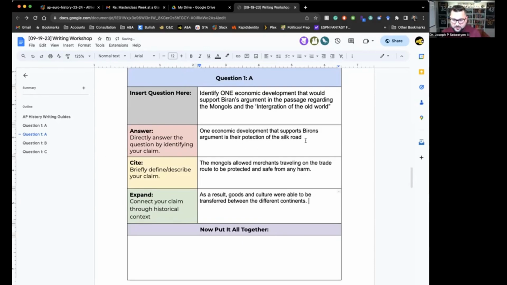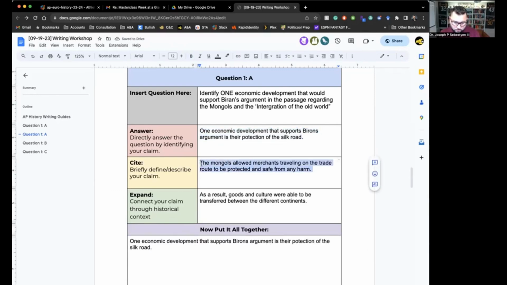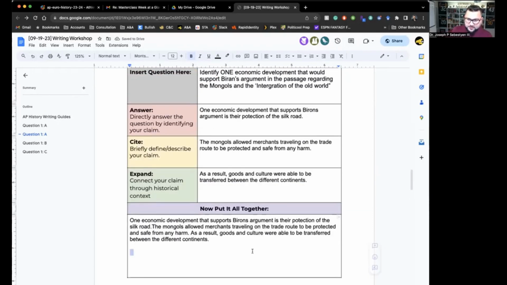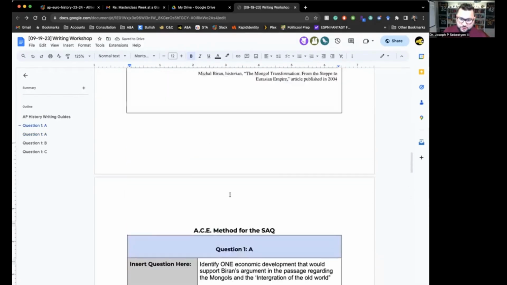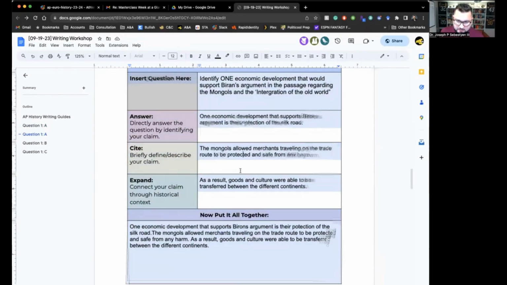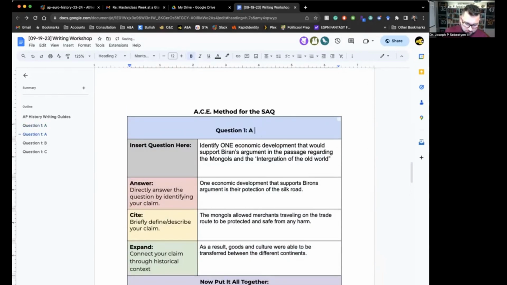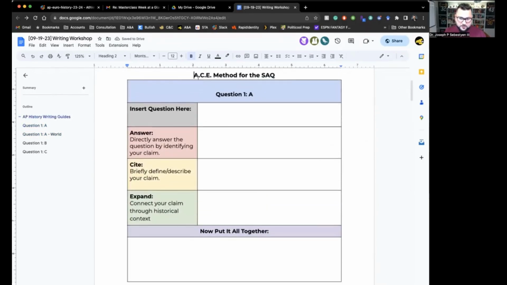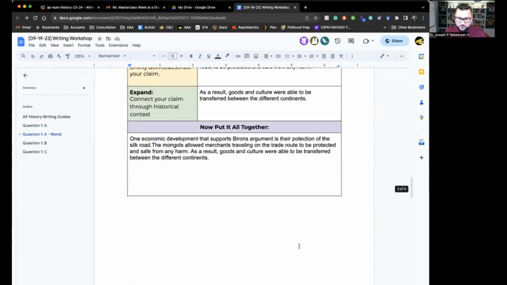And literally those three sentences would get me 3 points. So 1, 2, 3. That's an SAQ. That's an answer. Okay. I'm going to show everyone how to do 1A of US. So I'll put this as the world example. And since we only have US as well here, I'll do the US example.